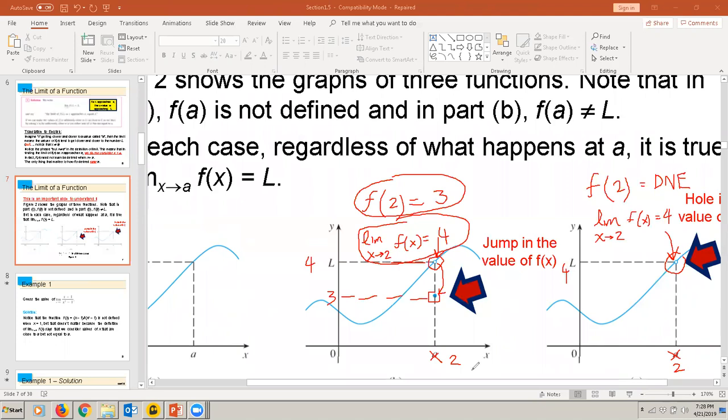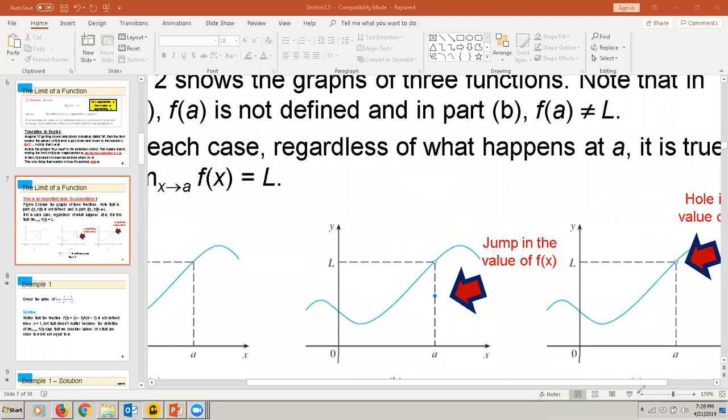Okay, so the important part of this slide is to recognize that it really doesn't matter if the function is defined at x equals a certain number when evaluating a limit, because remember, the limit only depends on getting closer and closer to that x value, but don't let x equal that particular x value. We'll do some examples, by the way, in a few minutes.